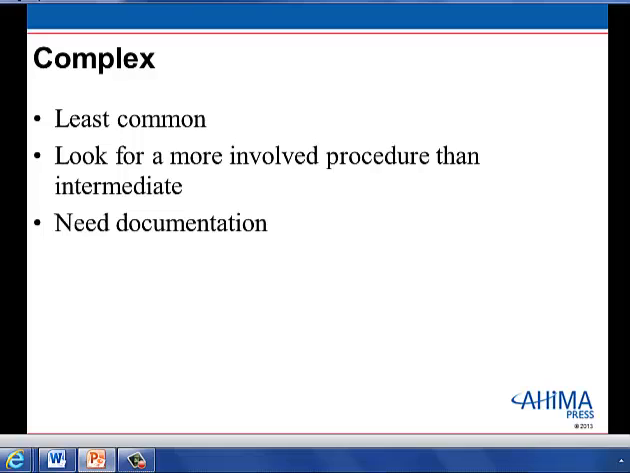Complex repairs are the least common. Look for more involved procedures than the intermediate. Complex repairs include the repair of wounds requiring more than layered closure, as noted, but also extensive undermining, stents, or retention sutures. Documentation must support the choice of codes. Please review the extensive definitions and instructions for coding repairs listed in your CPT book.